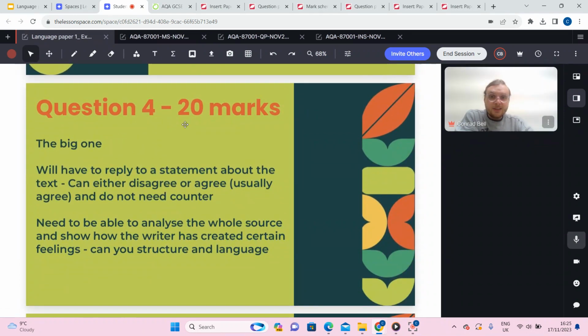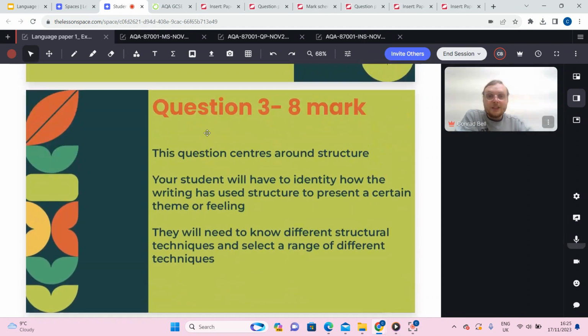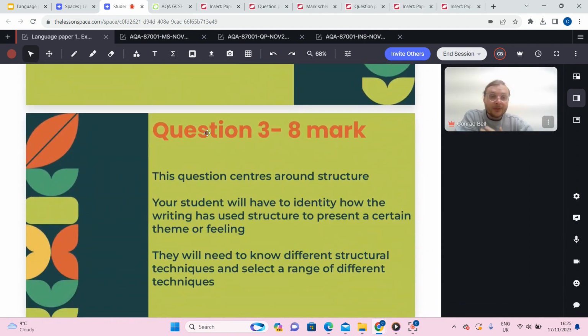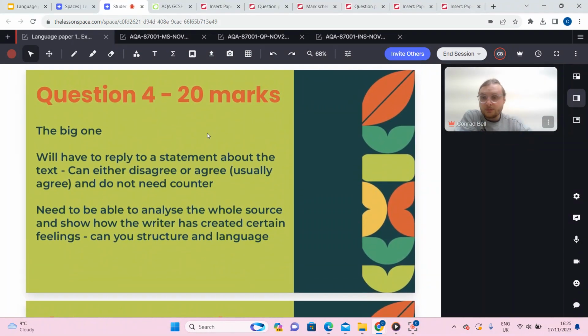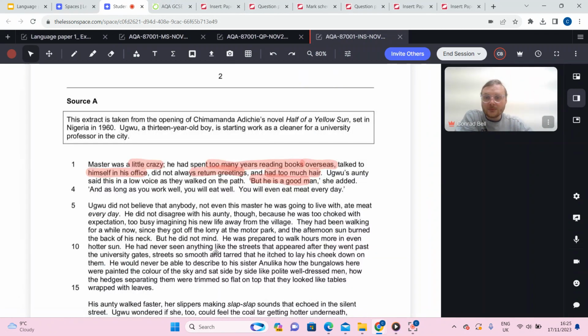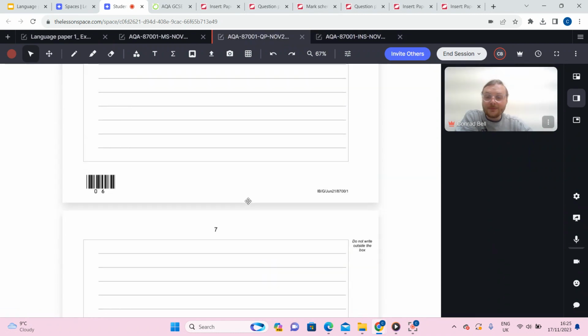And then the last one is the big one, and it's a 20 marker. This is the one that I really advise doing planning on. These ones you could probably jump straight into because you just need 3 points, really. 3 different things going through. This one, you do need a bit more structure. So, like I said, you've got to reply to a statement that has been said. All right, that's the text again.